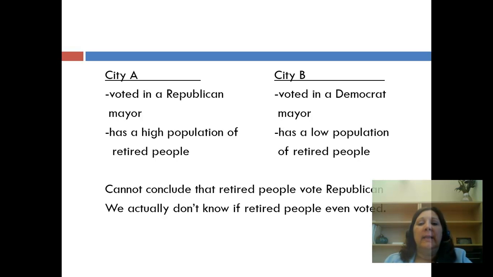Okay? So we can say the city has voted Republican. We cannot say retired people vote Republican. Okay? If we wanted to know if retired people vote Republican, we'd have to survey retired people and ask them how they voted.